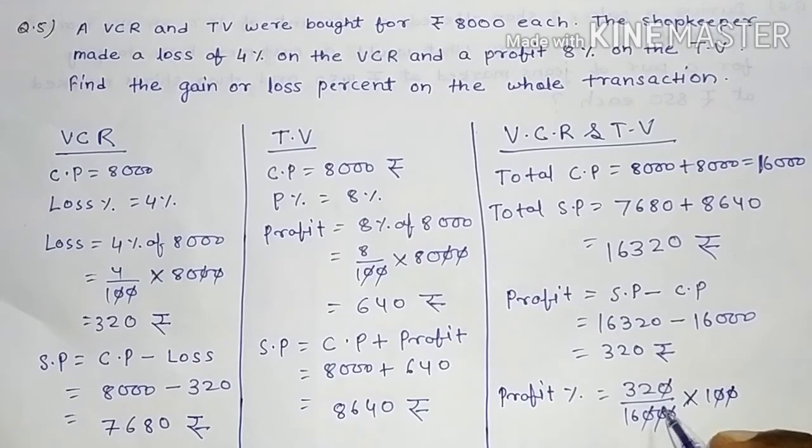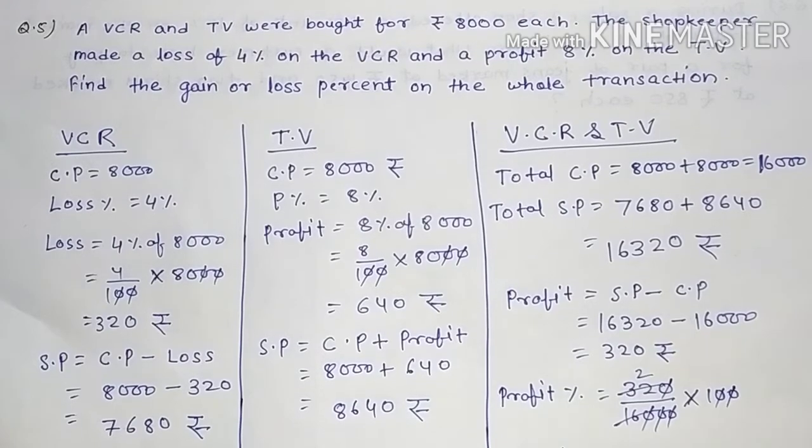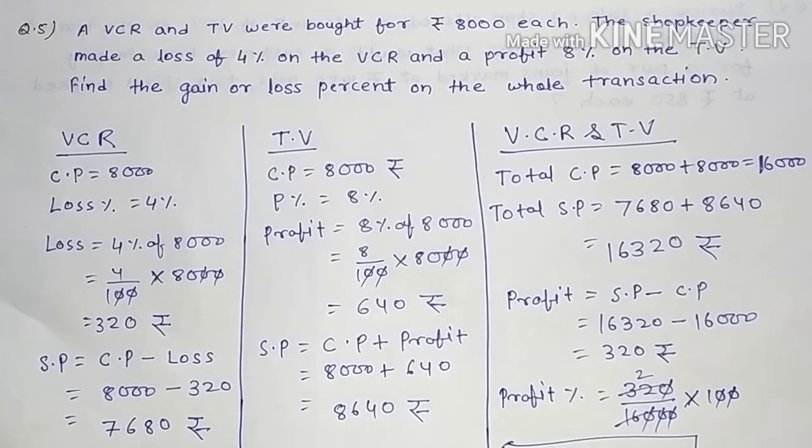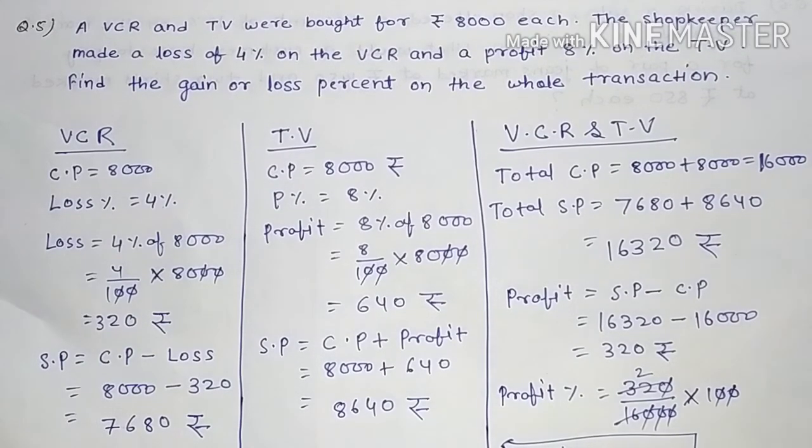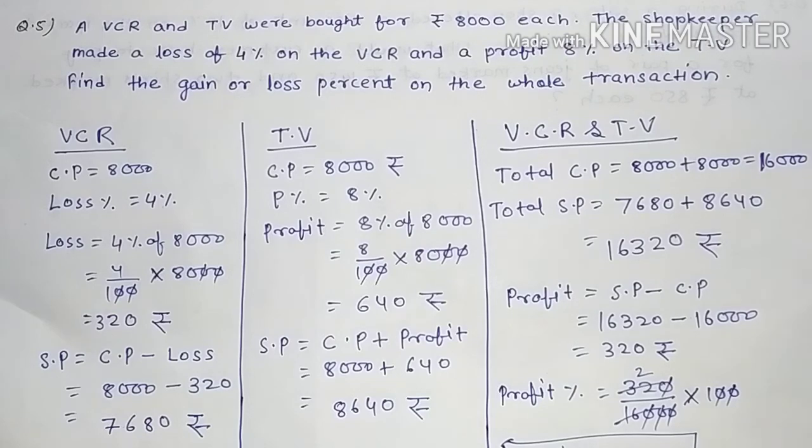0 and 0 will cancel out, 0 will cancel out, and 16 2s are 32. Now this equals 2%. So the profit percent is 2%. Now this is the answer, and it's very simple how to find profit percent. So this is the complete explanation of question number 5. Now the next question, that is question number 6.